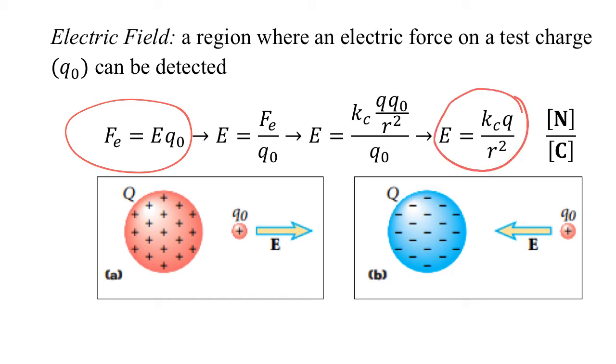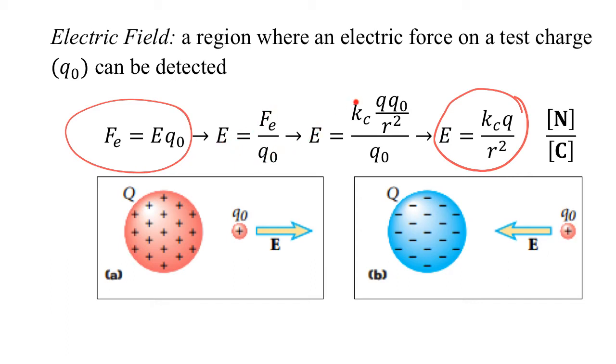In between that, I did a little bit of algebra. That's all that happened here. Let's take a quick look at what I'm referring to. Let's say I solve this equation here for E. To solve this for E, I would divide by Q0, right? Divide by Q0 to get E by itself, and that's what this equation is. So I solve for E, it's FE over Q0.